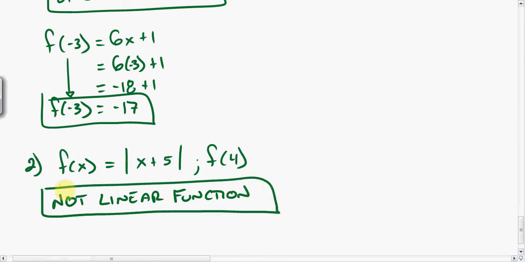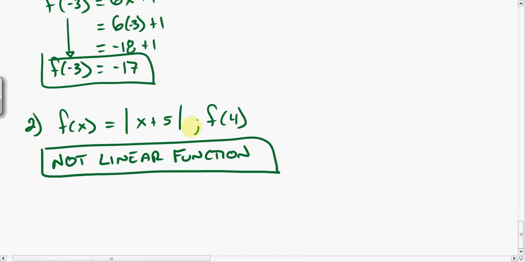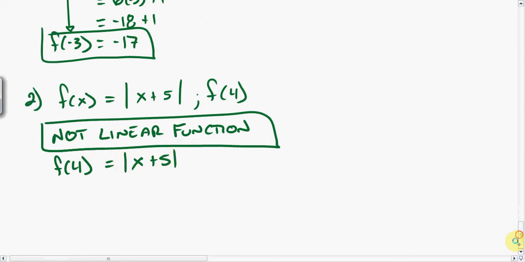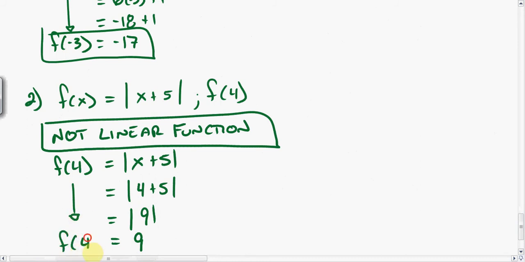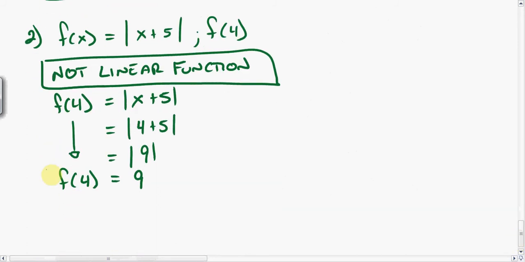Once I do that, now I can go on and evaluate the function for f of 4. So I've got f of 4 equals the absolute value of x plus 5. I'm going to substitute in the value of 4 for x. So the absolute value of 4 plus 5. 4 plus 5 is 9. The absolute value of 9 is simply 9. So I'll drop down my f of 4, and we can see when x is 4, y equals 9. So f of 4 equals 9.